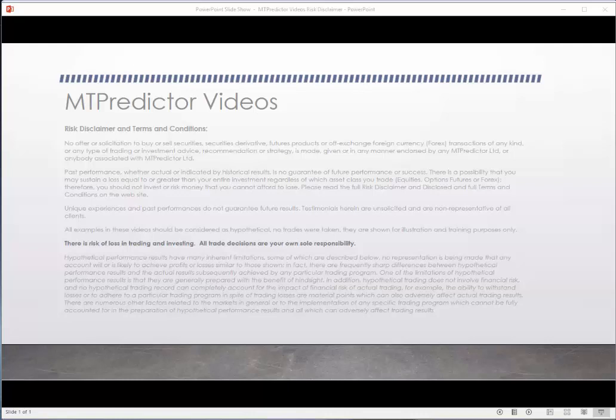In today's MTPredictor video, I'd like to look at how to use the DPs on the higher time frame charts to help enhance your trading.